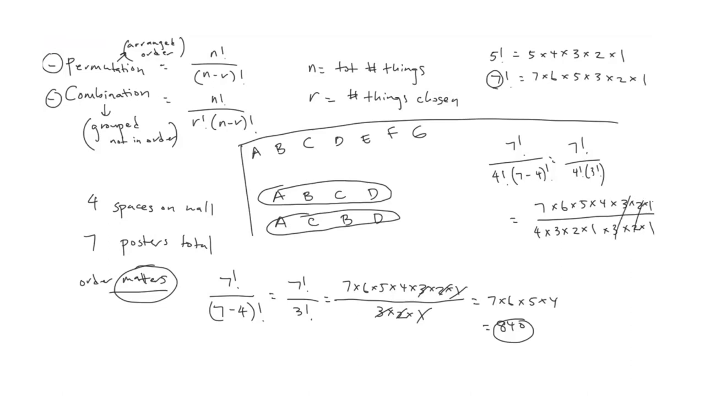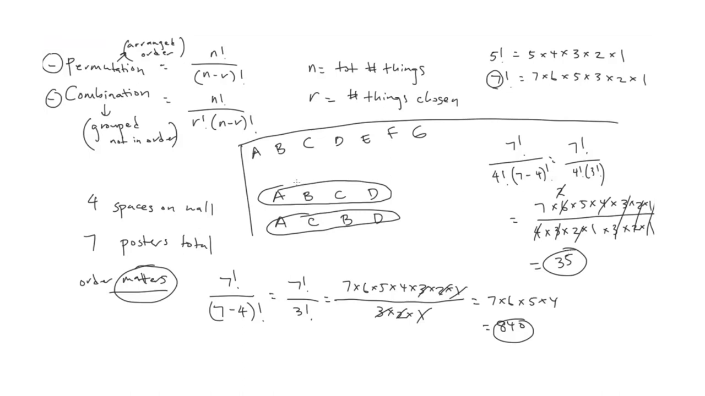So again, these cancel out nicely. This 4 cancels out, and we can cancel those out. And now we have substantially fewer ways to group those 7 posters in groups of 4. We'd only have 35.